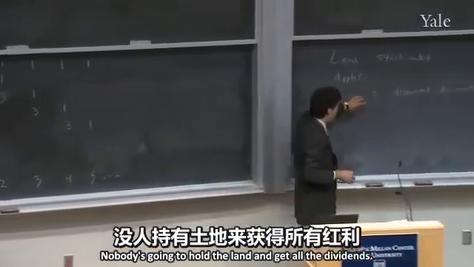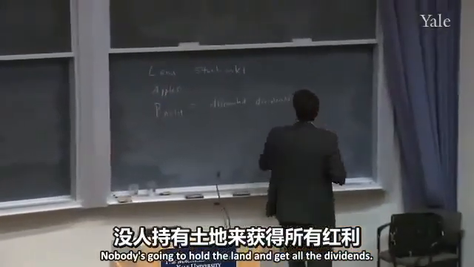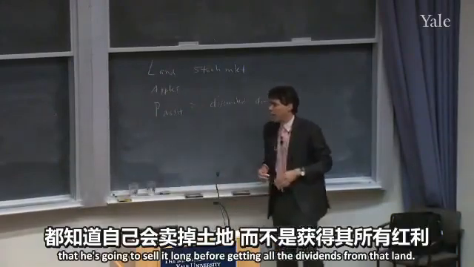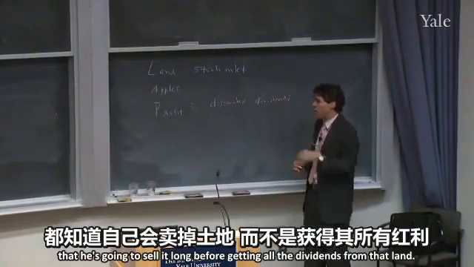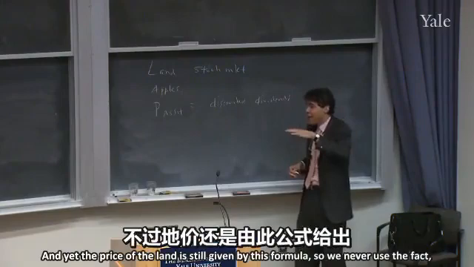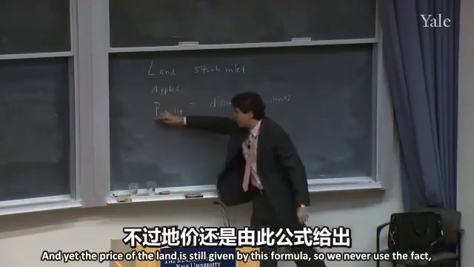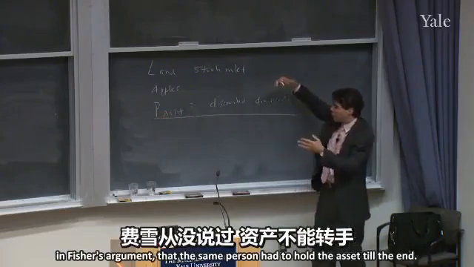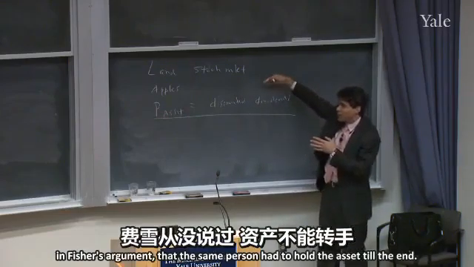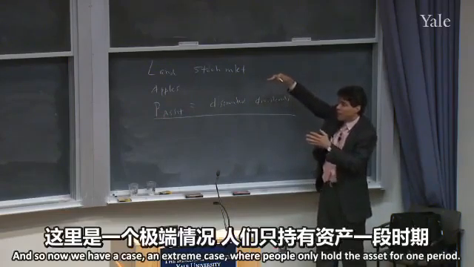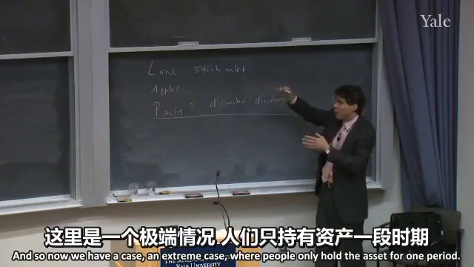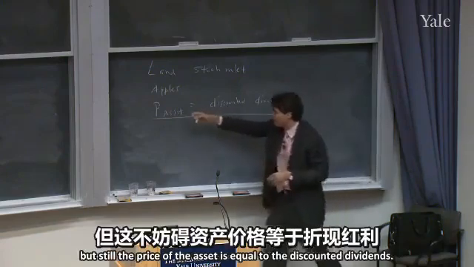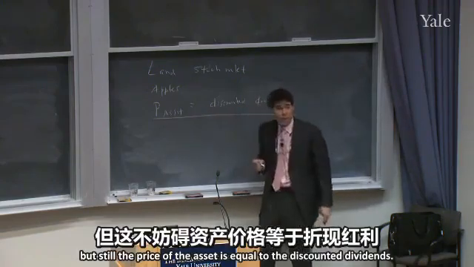Nobody's going to hold the land and get all the dividends. Each person who buys the land knows that he's going to sell it long before getting all the dividends from the land. And yet, the price of the land is still given by this formula. So we never used the fact in Fisher's argument that the same person had to hold the asset till the end. And so now we have an extreme case where people only hold the asset for one period. It's always turning over, but still the price of the asset is equal to the discounted dividends.